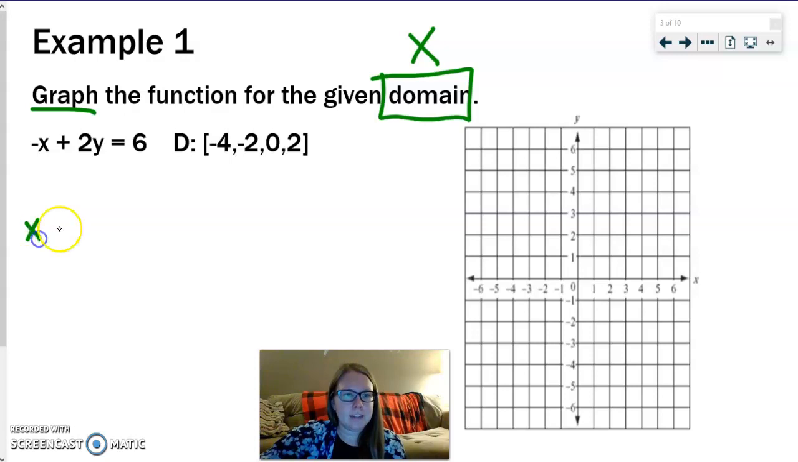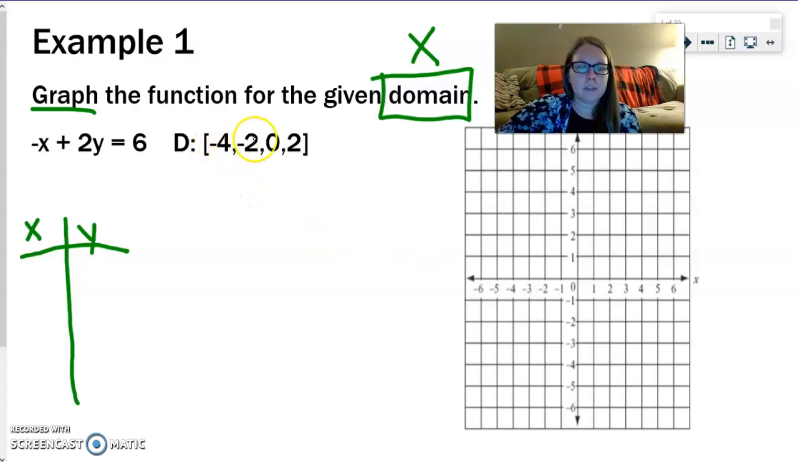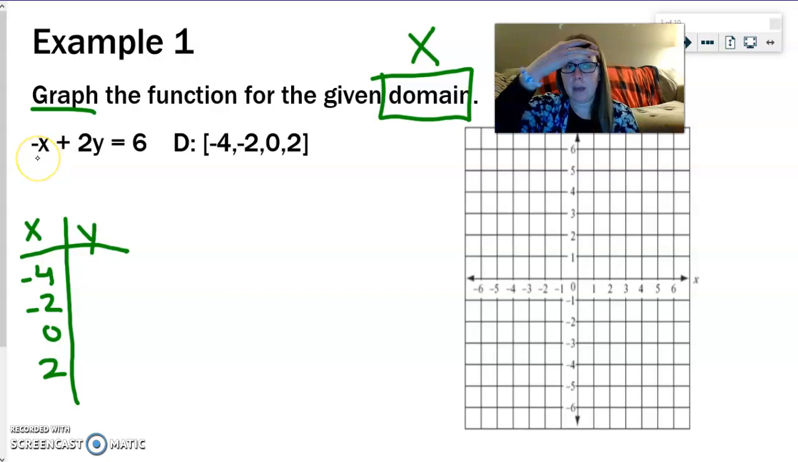So we have x and we would have y values. So you can make what is called a t-table by having your x and your y. That is something we've talked about doing, tables, prior. So what I would do is I take the x values here, so negative 4, negative 2, 0, and 2. What I'd have to do is plug in or substitute in that value for x and then solve for what y is. But right now my equation is not written so that it's equal to y. It says negative x plus 2y equals 6.